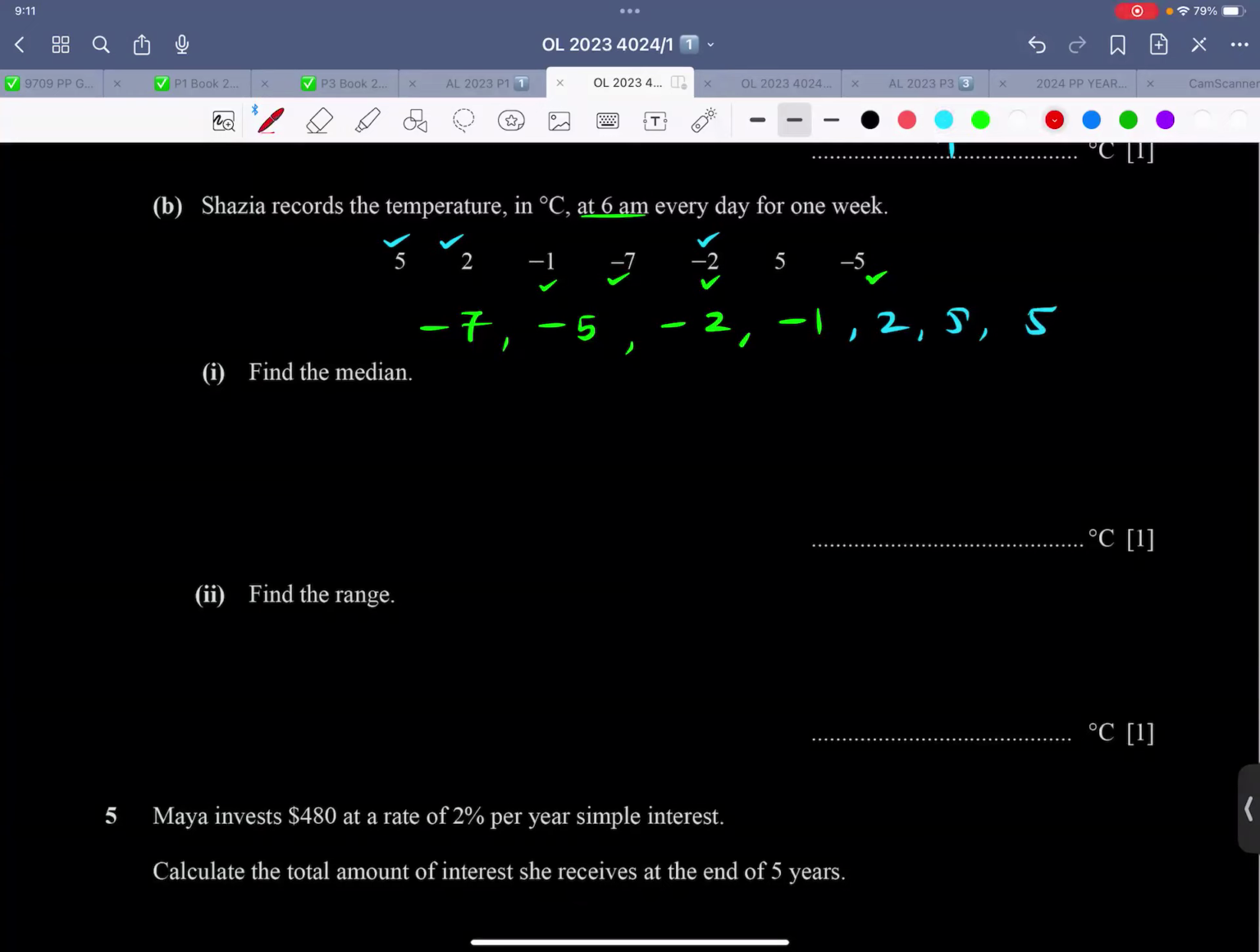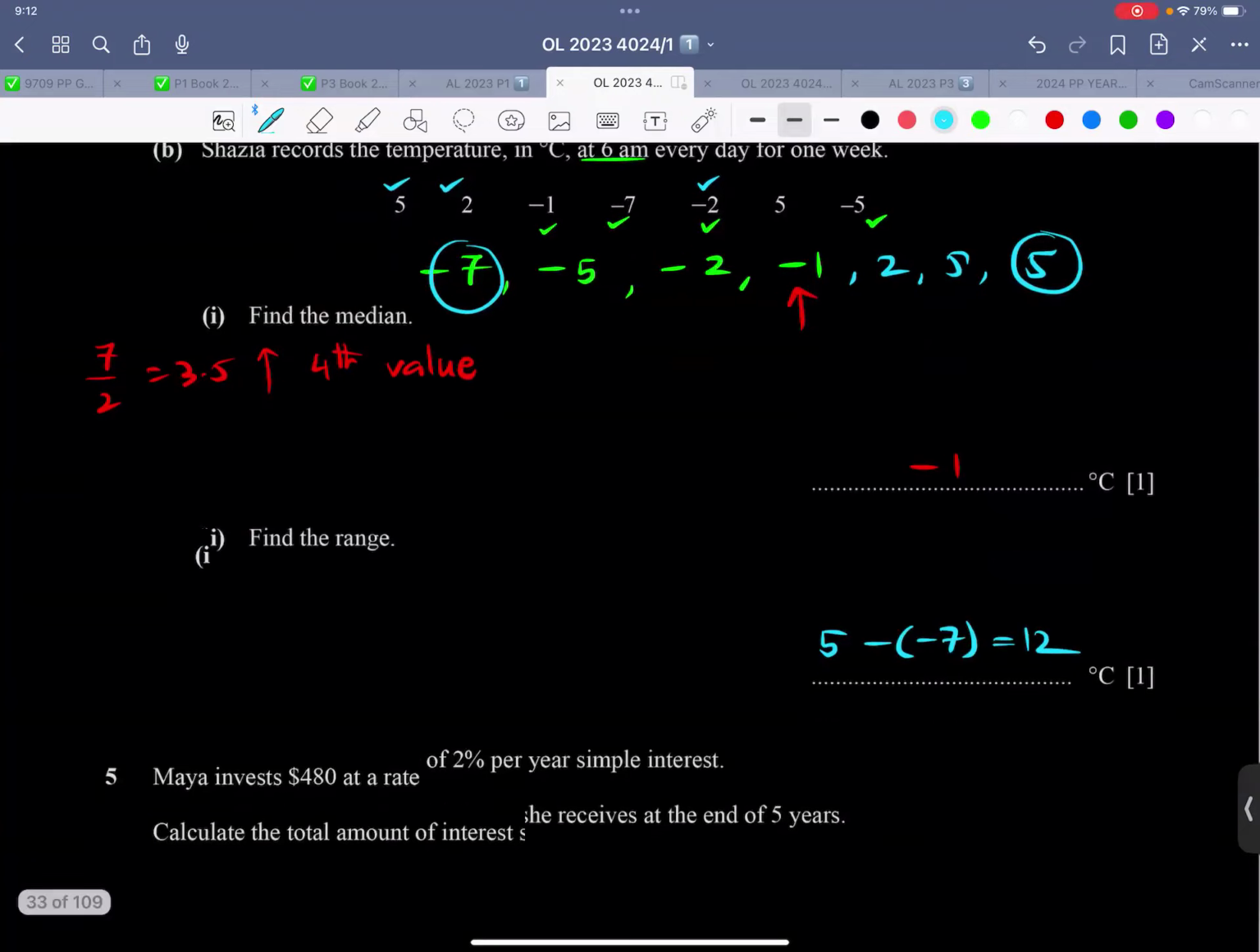Now, when they are talking about the median, the one in the middle is the median. So therefore, that is -1, because 7 divided by 2 is 3.5, rounded up. The fourth value is the median out of 7. So the fourth value is -1. And then it says, find the range. So the range is the biggest value minus the smallest value. What is the biggest value? 5. What is the smallest value? -7. So 5 minus -7, that comes out to be 12 degrees Celsius. That's the range.